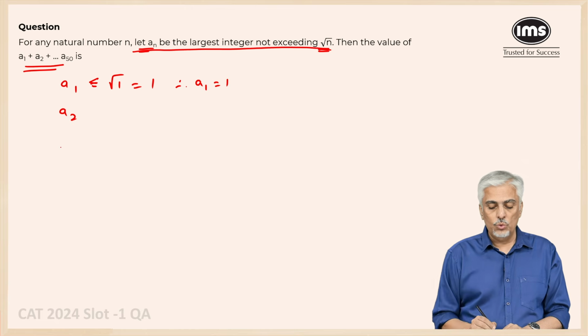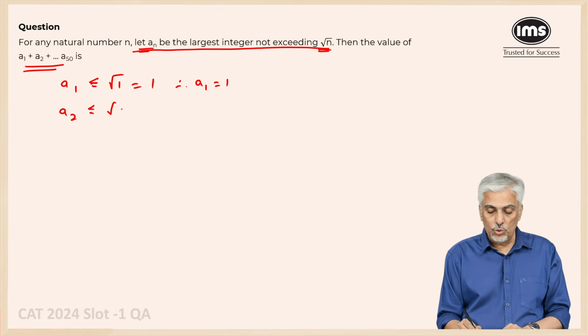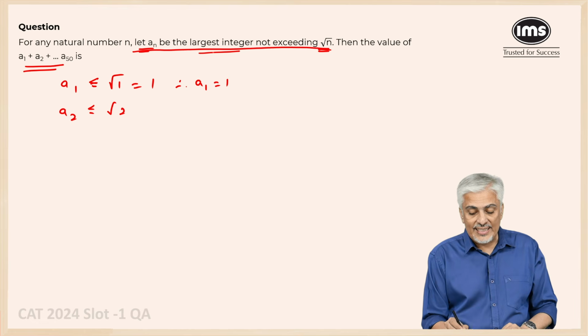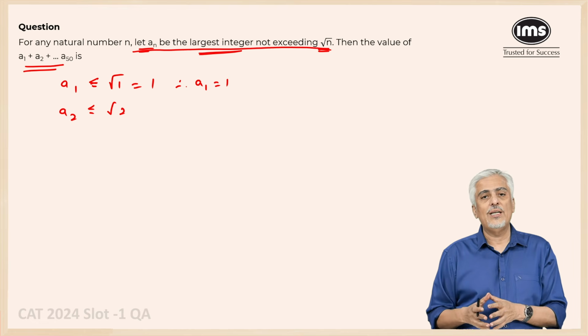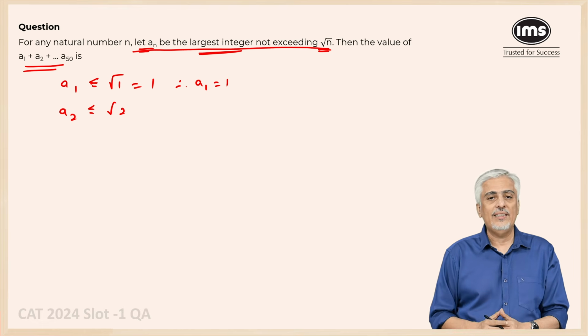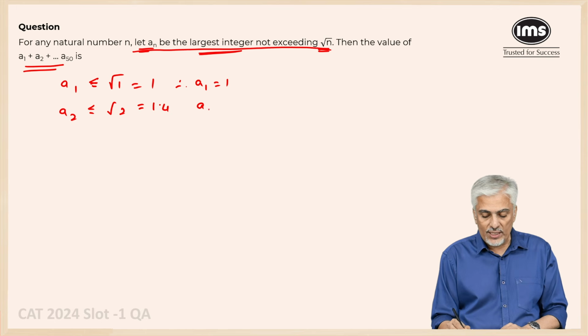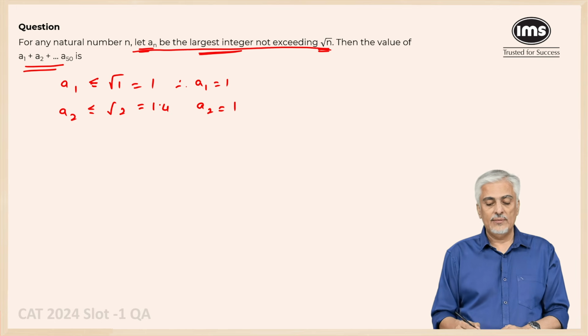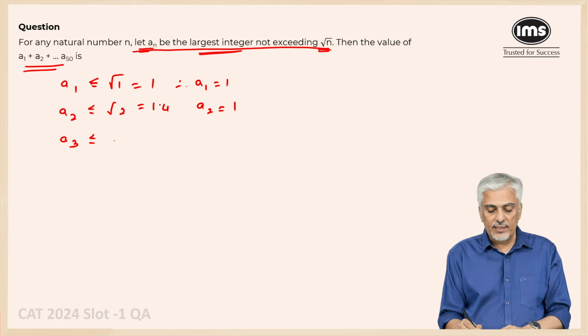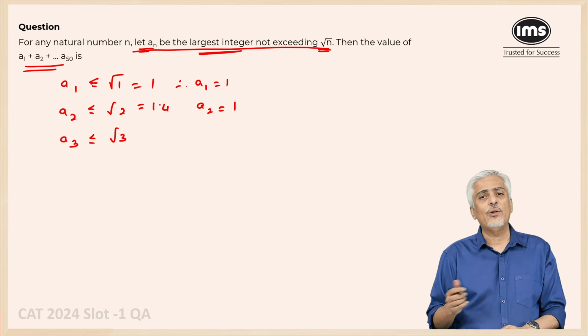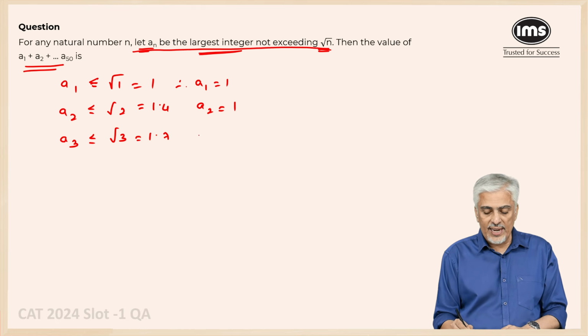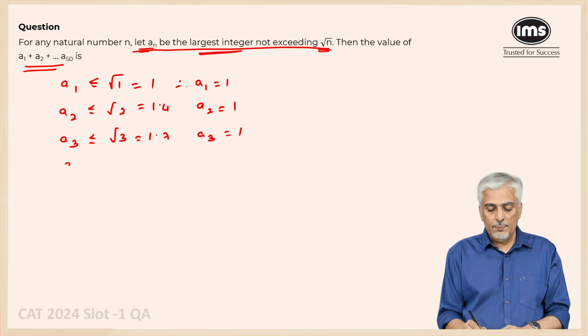Now, a2 will be less than or equal to root 2. It's the largest integer, remember. Root 2 we know is 1.4 roughly, right? So, if I take it approximately as 1.4, it has to be less than or equal to that. And it has to be an integer, so therefore a2 will also come out to be 1. Same way, look at a3. It is less than or equal to root 3, which is 1.7 approximately. So, a3 also comes out to be 1. But a4 will come out to be 2.